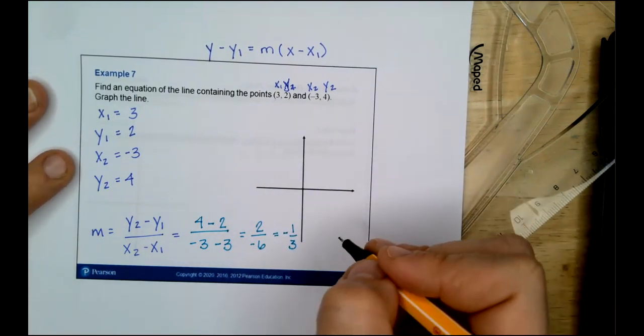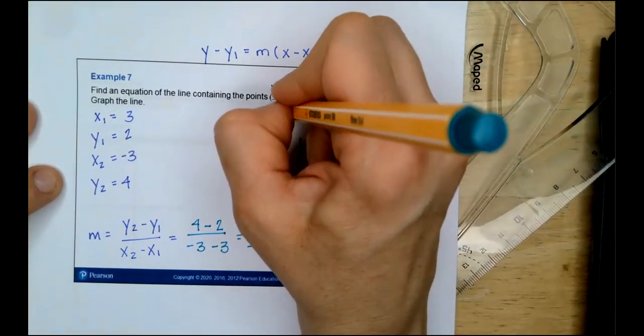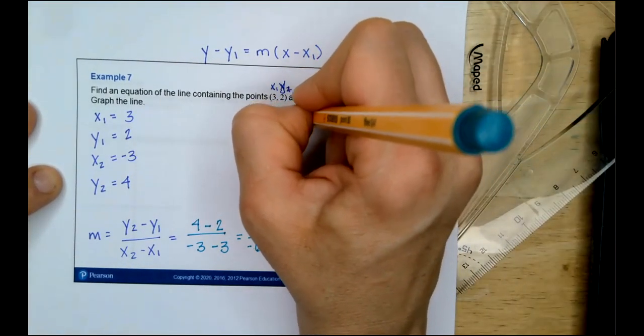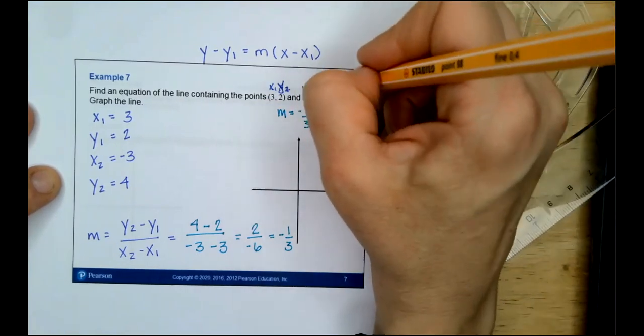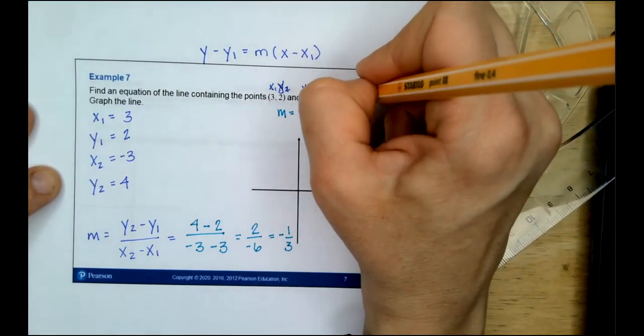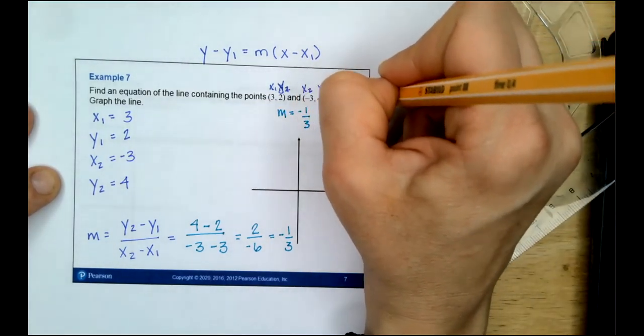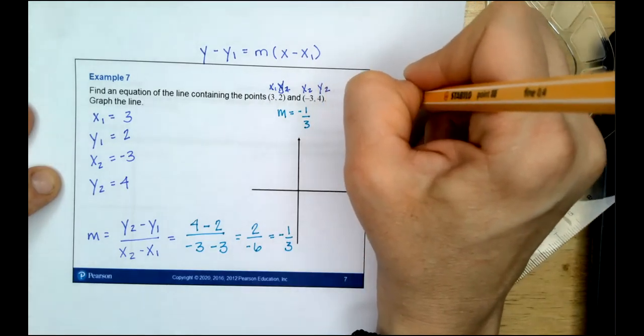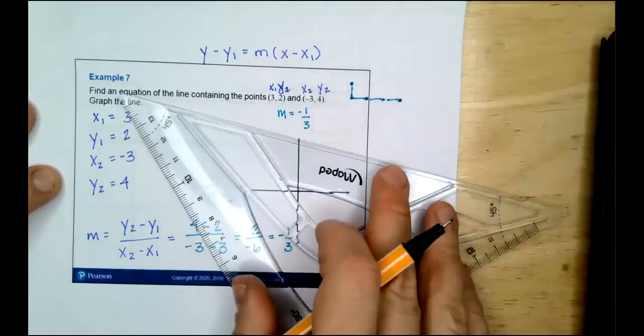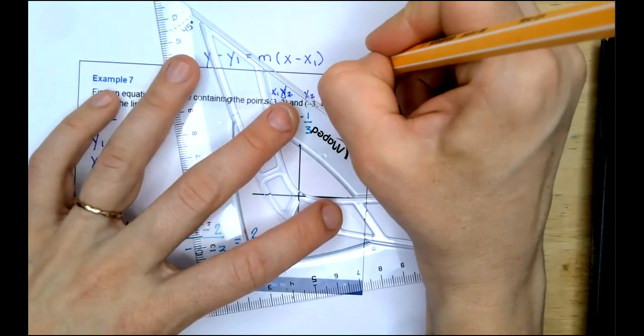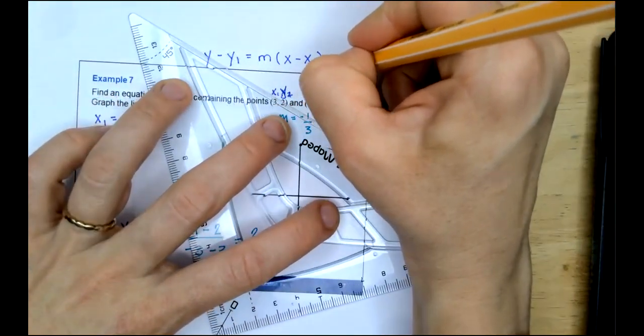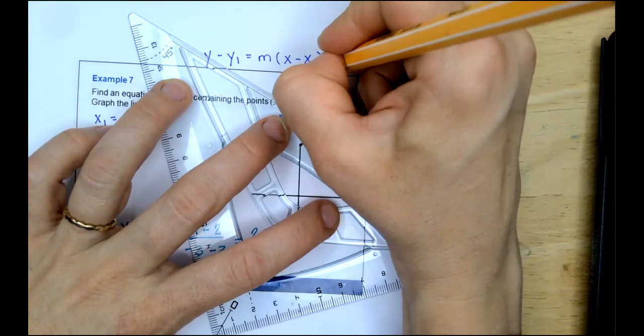Okay, so we've got a slope of negative 1/3. That means I'm going to go from this point, I'm going to go down 1, right 3. Or I can go up 1, left 3.